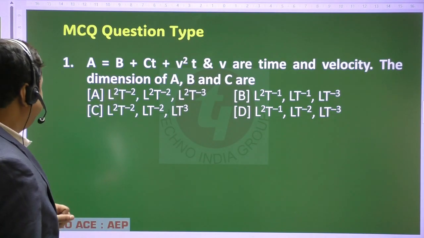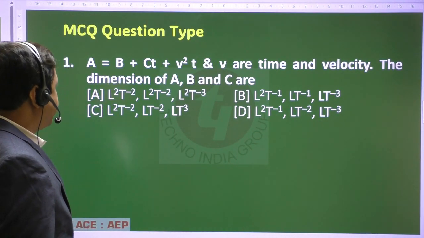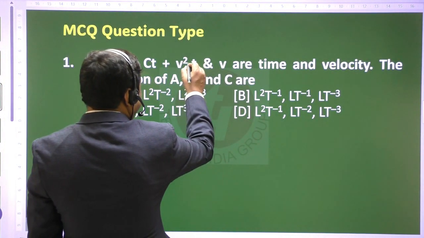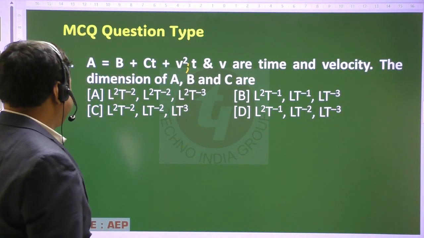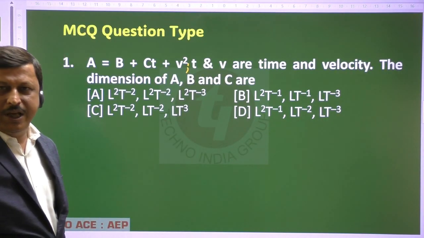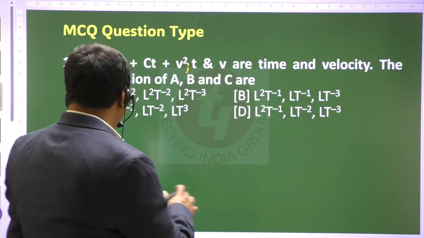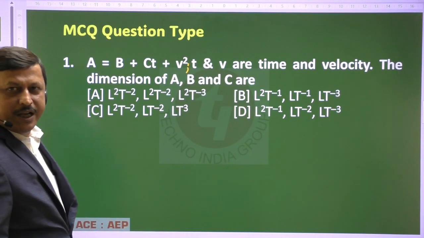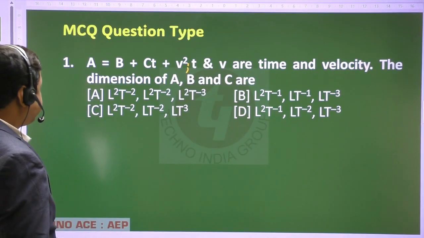Here is a numerical. There is an equation, A equals B plus CT plus V square, where T and V are time and velocity. You have to find the dimensions of A, B and C. In the last class we solved this type of numericals, right? So first you try to solve it.